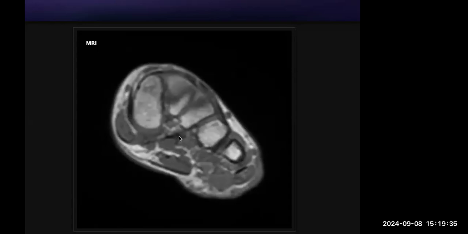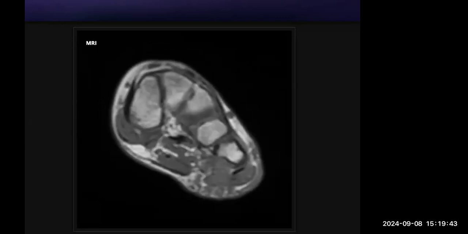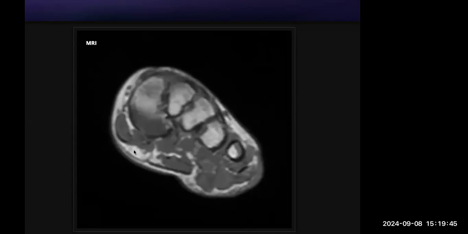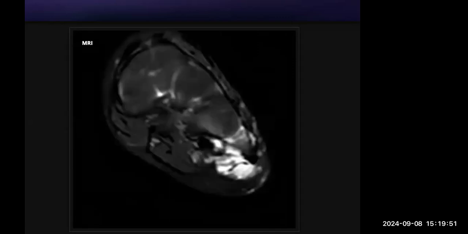Which sequence do you want to see? I would look at the STIR sequence, the fat suppressed fluid sensitive sequence. Unfortunately, we don't have that. Can I show you T2? Yes, sure. Yeah, this is the T2 for you.